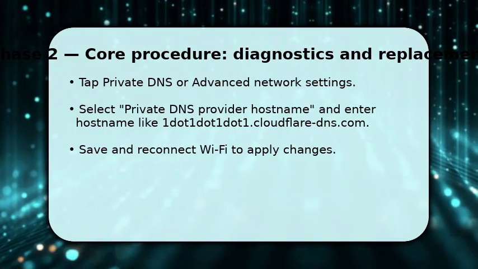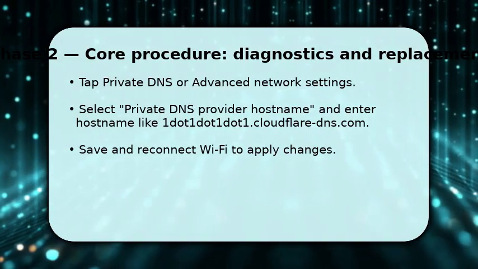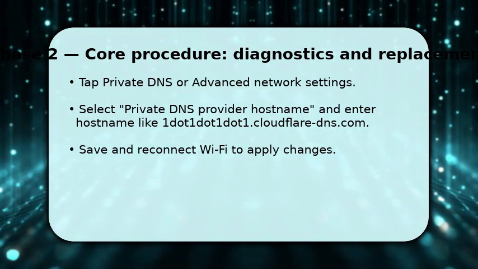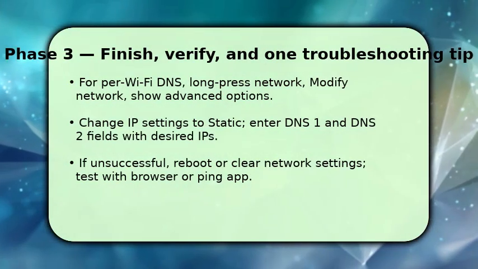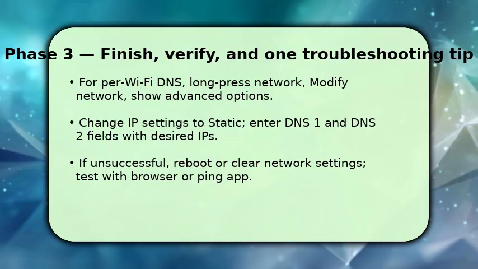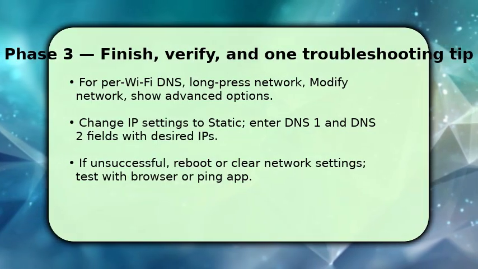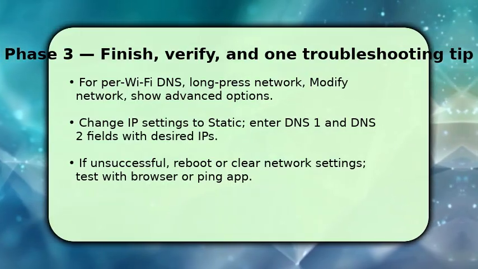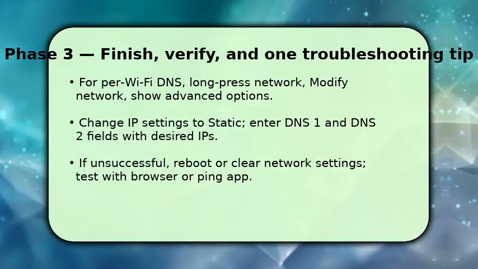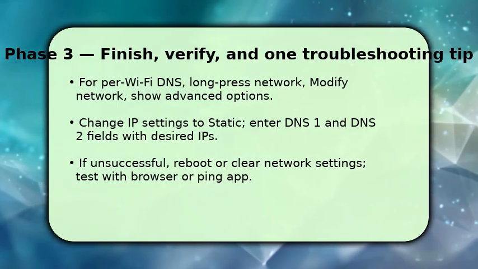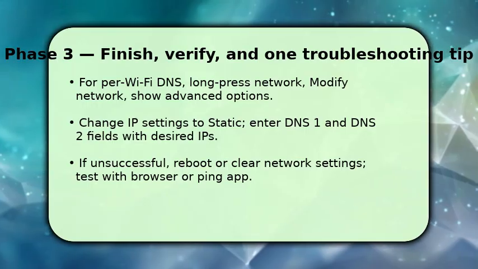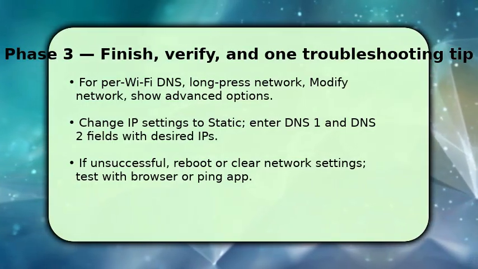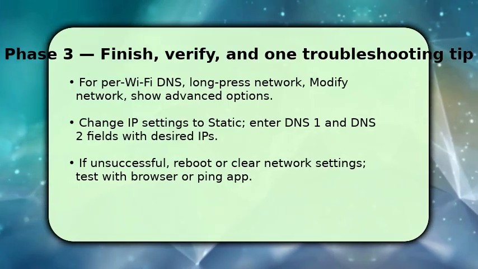If you use a VPN or special launcher, make sure those aren't blocking the new resolver, because they can override system DNS. If private DNS isn't suitable, you can set DNS per Wi-Fi network. Long press the network, choose Modify Network, expand Advanced Options, switch IP settings to static, and fill DNS1 and DNS2 with resolver IPs. Make sure to keep the correct IP, gateway, and net mask so connectivity remains intact. After saving, reconnect and test browsing.